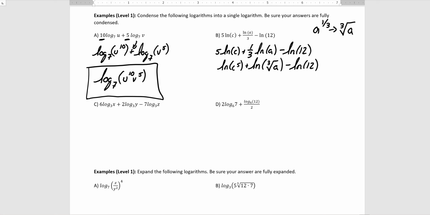Okay, so if we're adding, that can become multiplying. So I'm going to have the natural log of c to the 5th times the cube root of a minus the natural log of 12. If I'm subtracting, that becomes division in the argument. So my final answer here is going to be the natural log of c to the 5th times the cube root of a divided by 12. And that's how we get that.